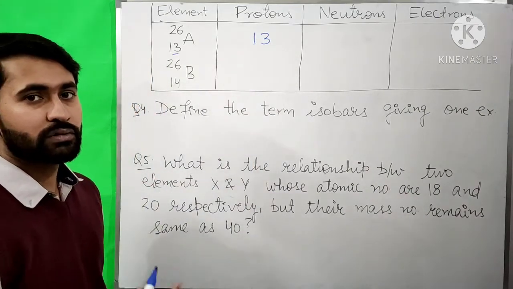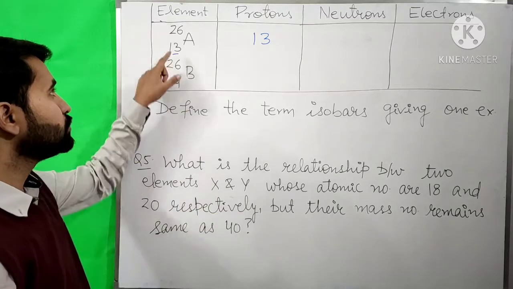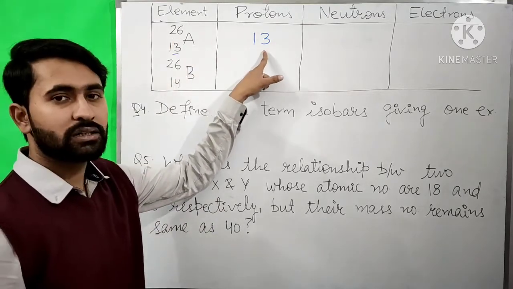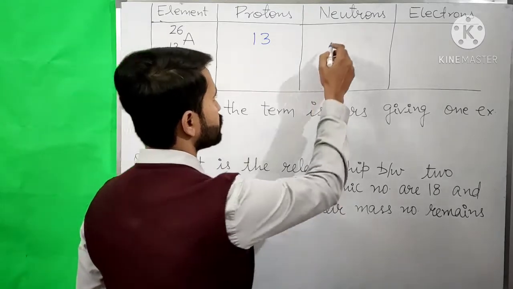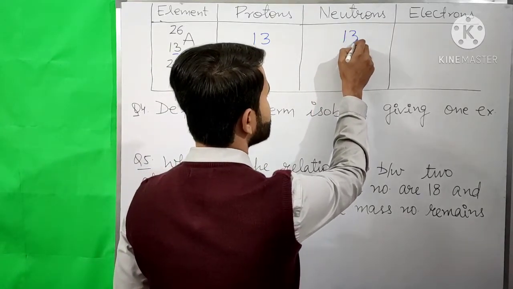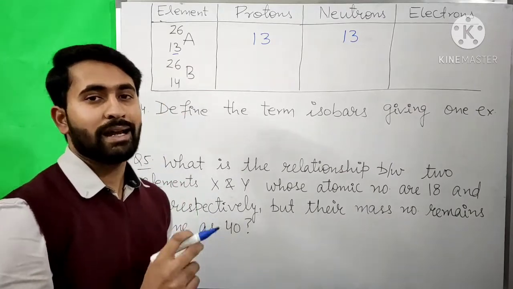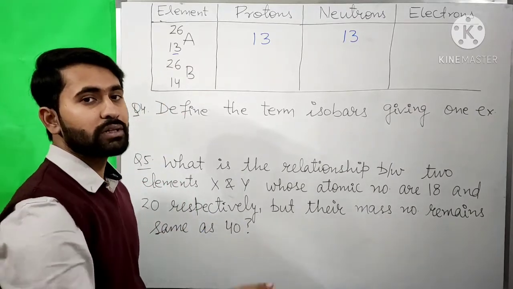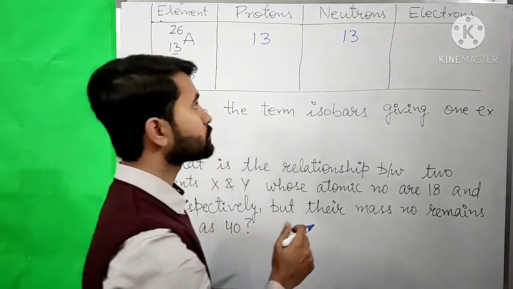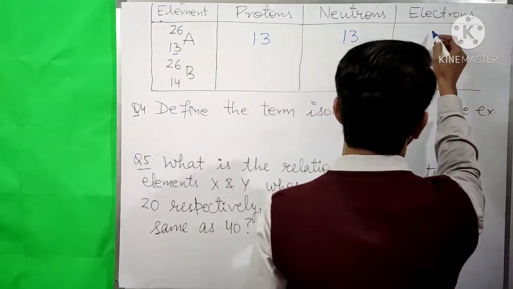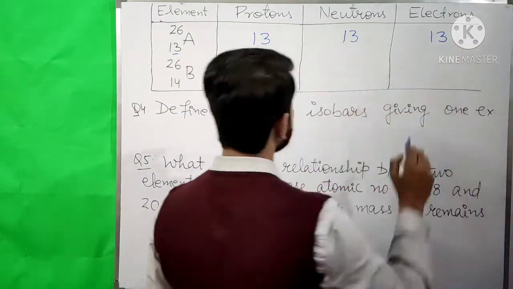Now number of neutrons, it will be equal to 26 minus 13. So that will be also equal to 26. Now the number of electrons in an atom, it is equal to its atomic number. So that will be also equal to 13.